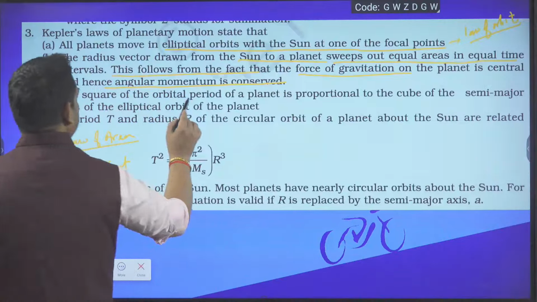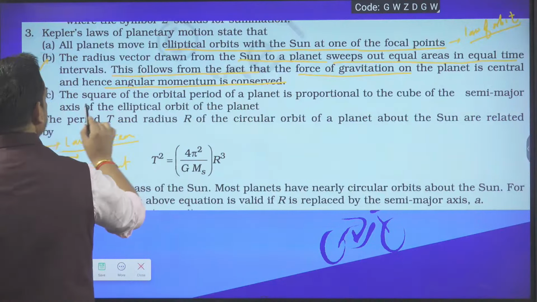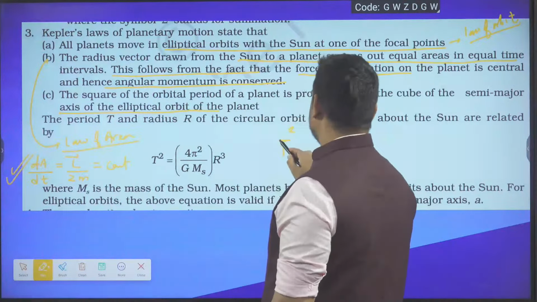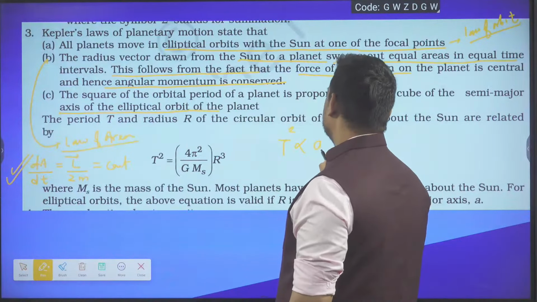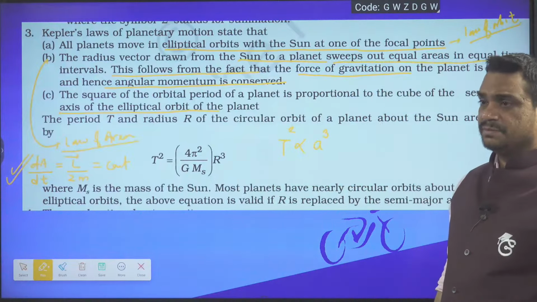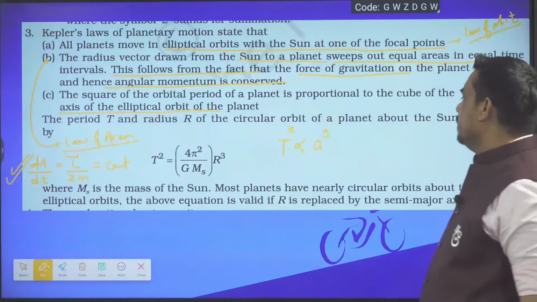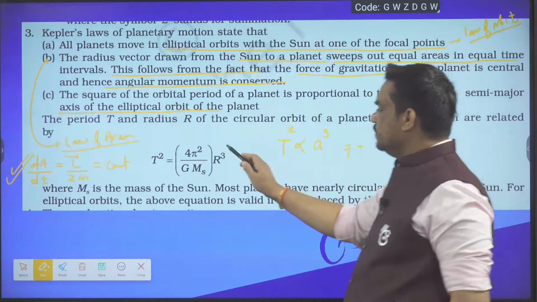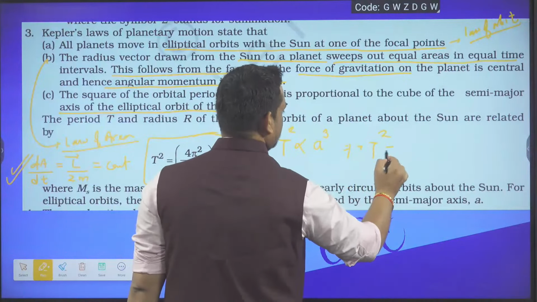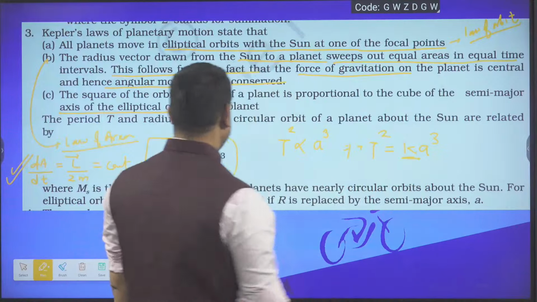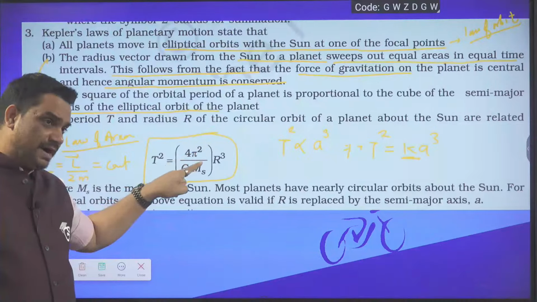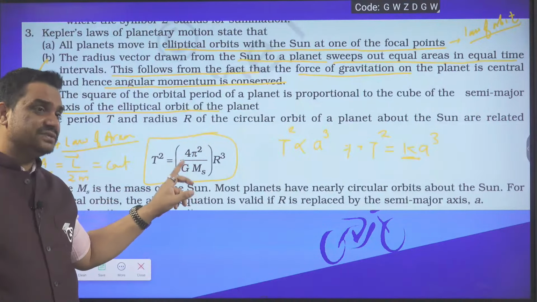Then the third: the square of the orbital period of the planet is proportional to the cube of the semi-major axis of the elliptical orbit. Means T square is proportional to r cube, or a cube, whatever we say. Or we can write it like this also: T square equals 4 pi square by GMs, this is the constant. T square equals K a cube, where K is the constant, 4 pi square by GMs. Remember 4 constant, pi constant, G constant. Ms is the mass of the central body.